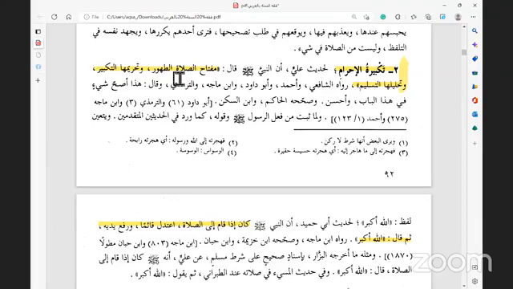What is major impurity? Any dirtiness that you have to take a shower for. That's when you get older. Minor impurity: if you go to the bathroom, do a number 1, number 2, pass gas, all right? That's a minor impurity. You have to make wudu. Or even if you sleep, you have to redo your wudu. Okay, so this is just in general. Then you have to do it. If you don't do it, your salah is invalid.